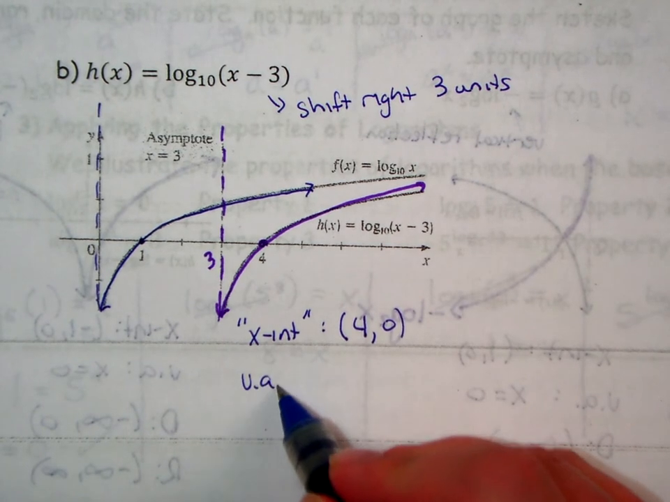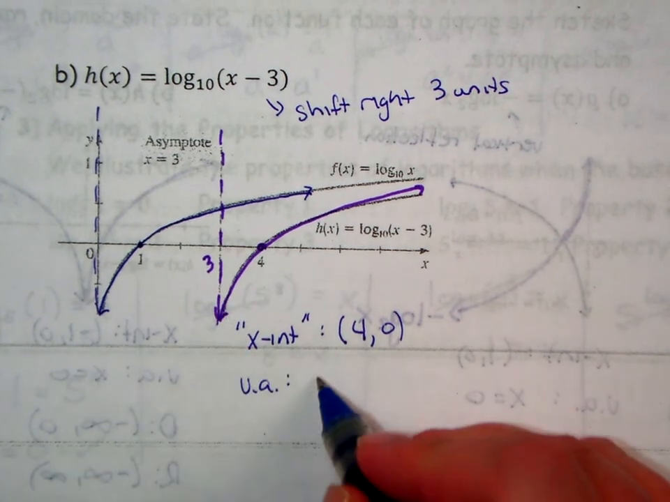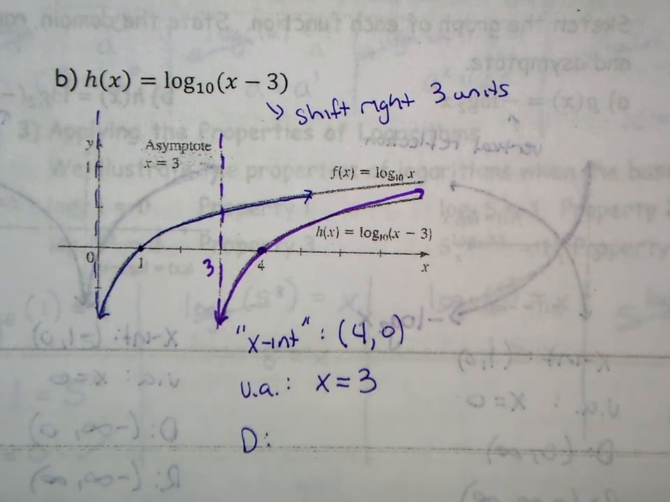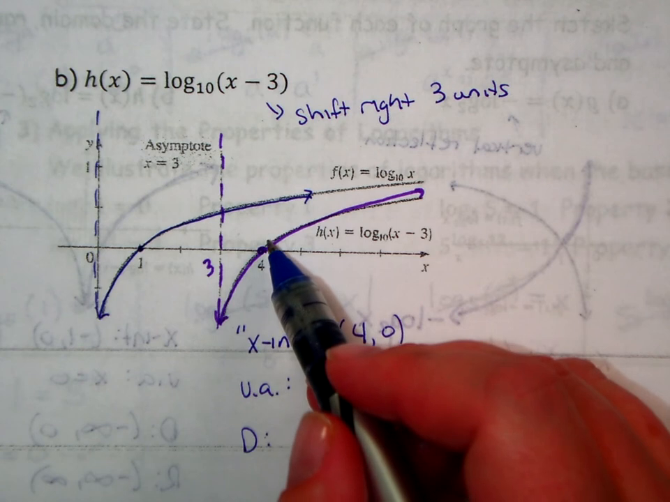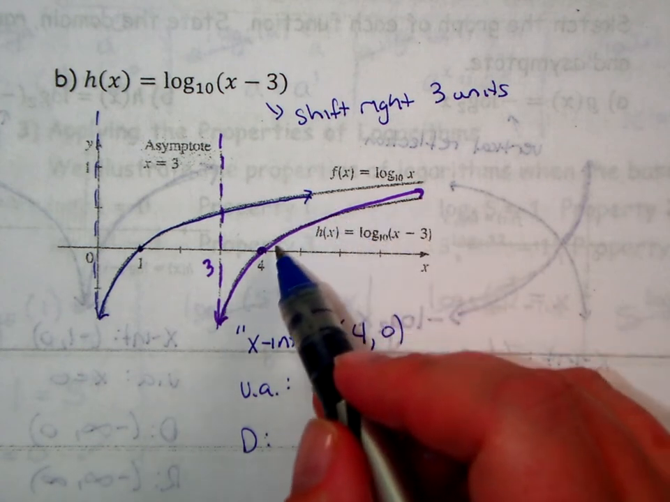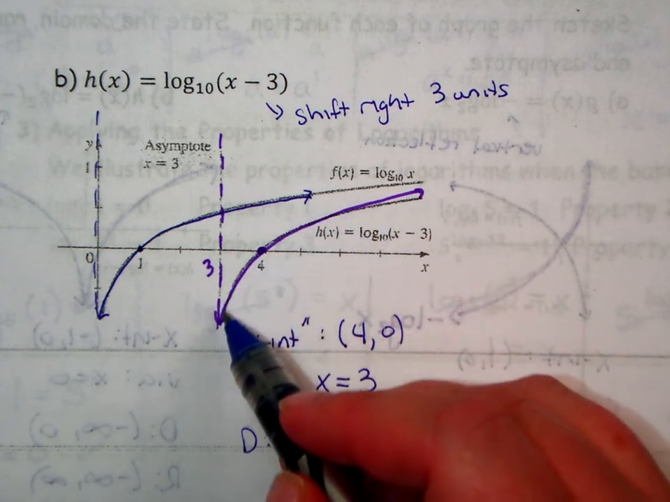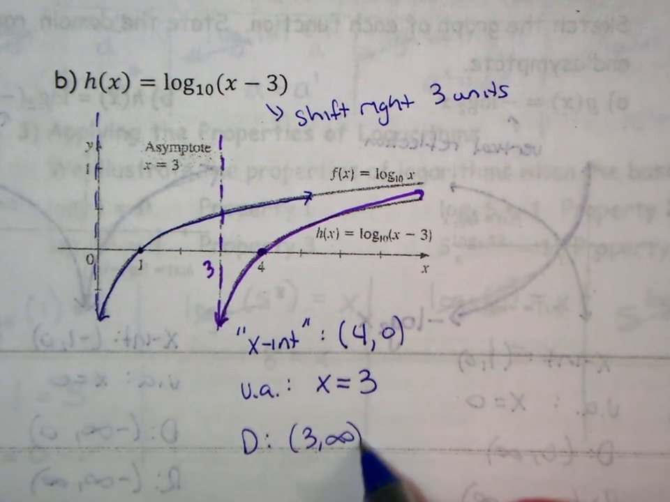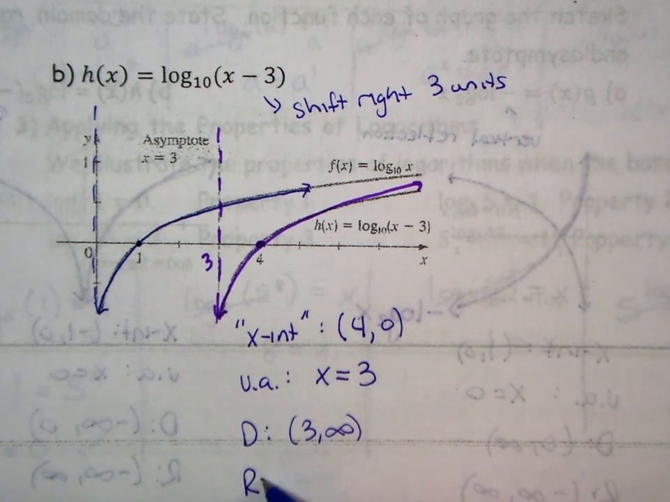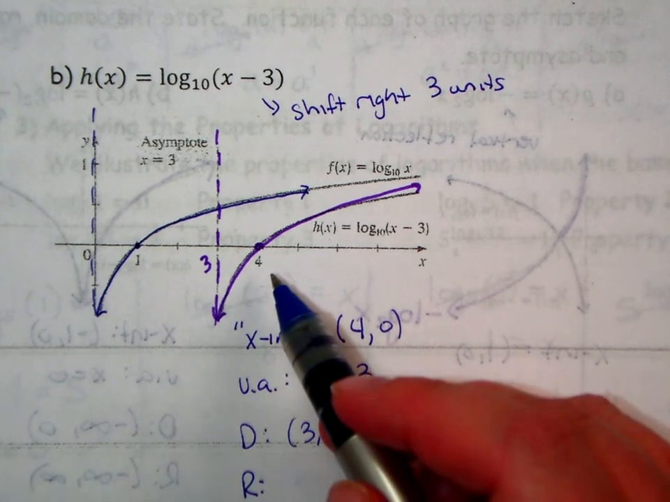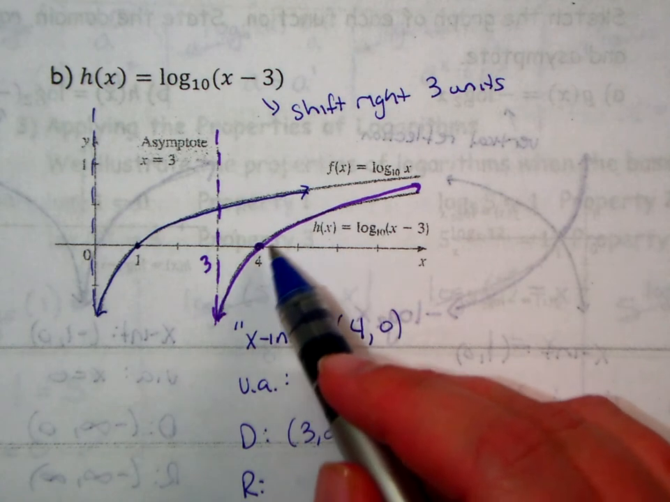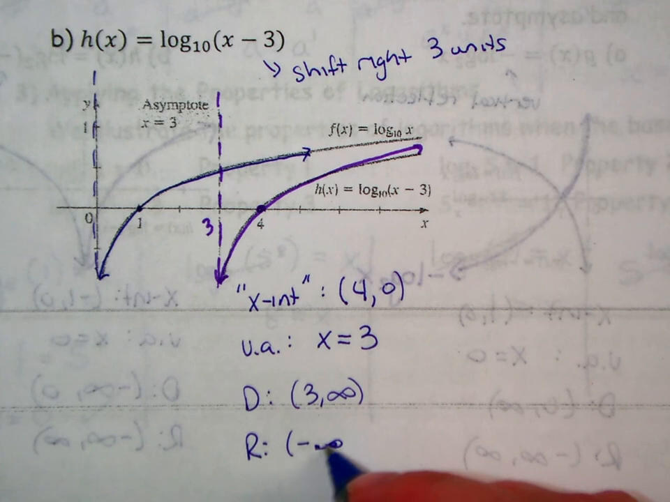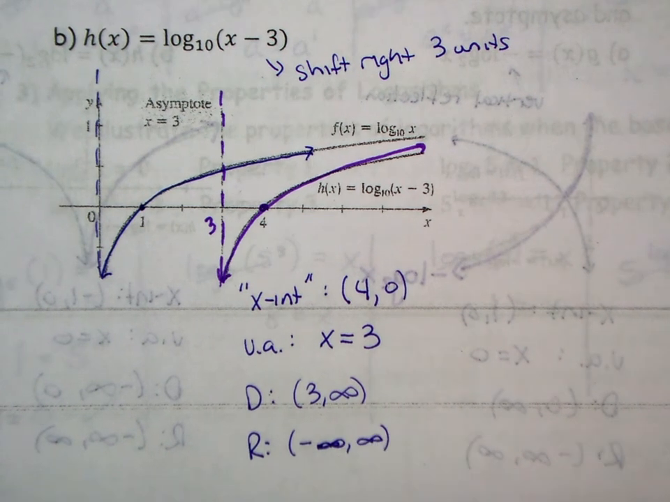The vertical asymptote moved to 3, so the equation for that vertical line is x equals 3. The domain, right? How far left, how far right? The domain is still going to infinity, but the domain is not going to go past 3. It's going to hit 3 and kind of hit that invisible wall there. So we're going to start this domain at 3 and go to infinity. And then the range, how far down, how far up? Ever so slightly, it's going to go up forever, and then it's going to go down to negative infinity as well. So we get negative infinity to infinity.